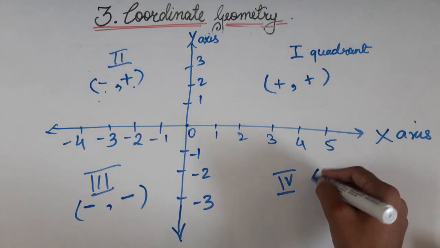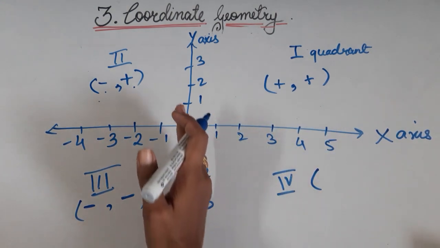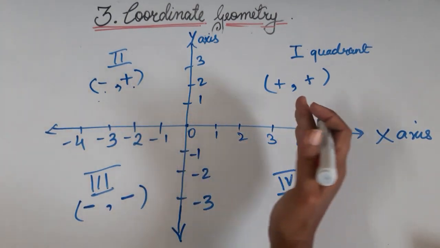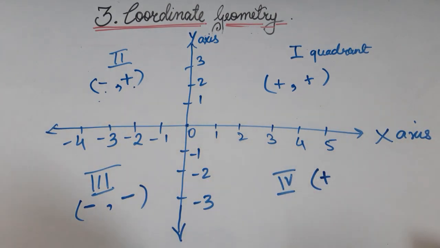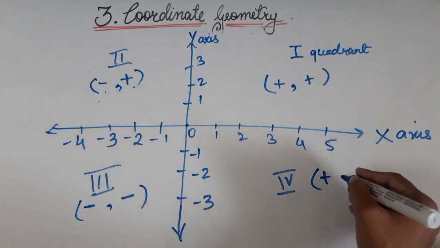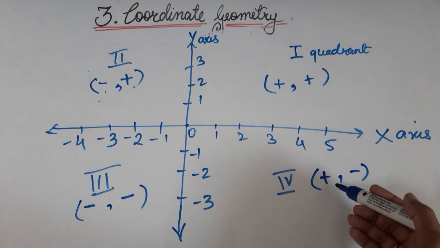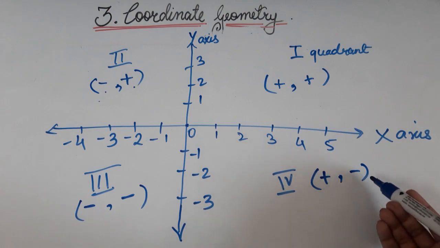Now let us see the fourth quadrant. The fourth quadrant is to the right side of the origin. Right side of the origin means what? X coordinate is positive. And it is below the origin. Below the origin means what? Y coordinate is negative. So this is the sign convention for the fourth quadrant: the x coordinate will always be positive and the y coordinate will always be negative.